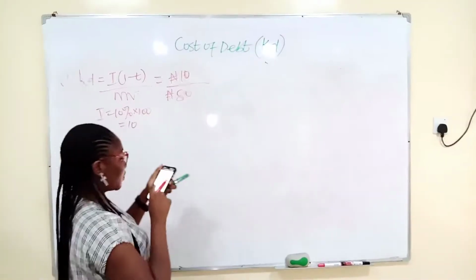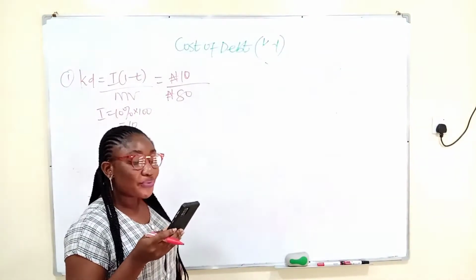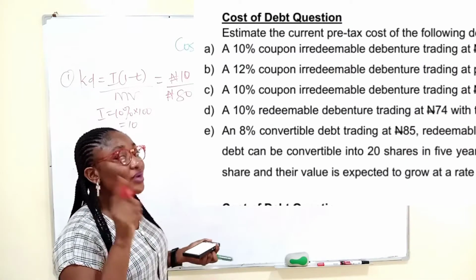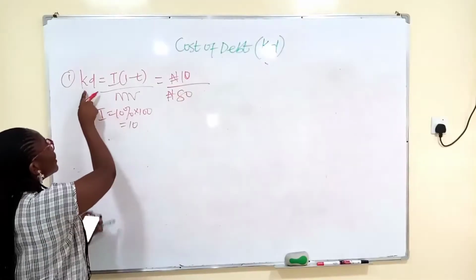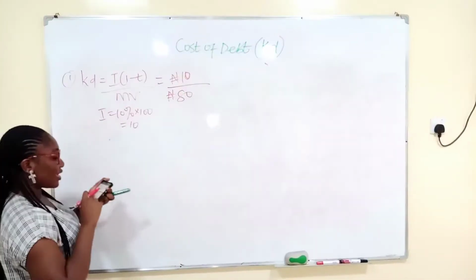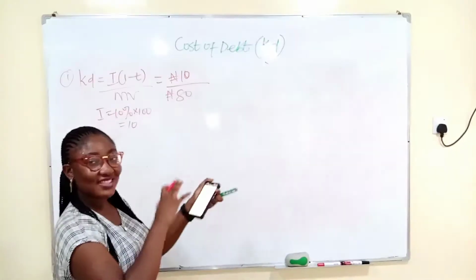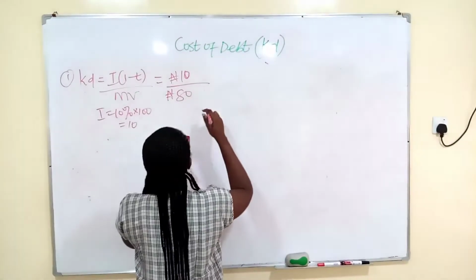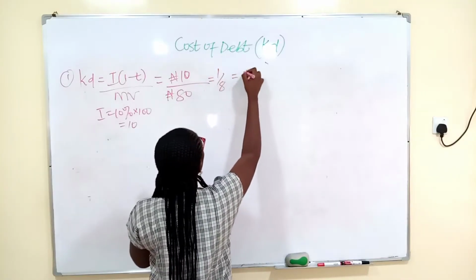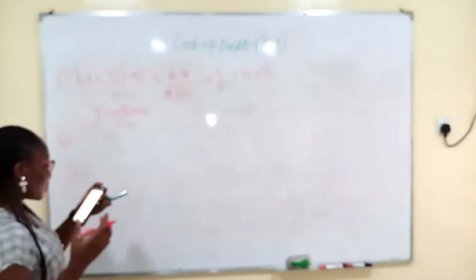You might ask me, where's your 1 minus t? They didn't give you a tax rate in this question, and they even said estimate the pre-tax cost, not post-tax. So the cost of debt itself is pre-tax, and you can't put in tax. Another clue is that they didn't give you a tax rate. This one is just to test the formula. So you have 10 divided by 80, that's 1 over 8, which is 12.5%.